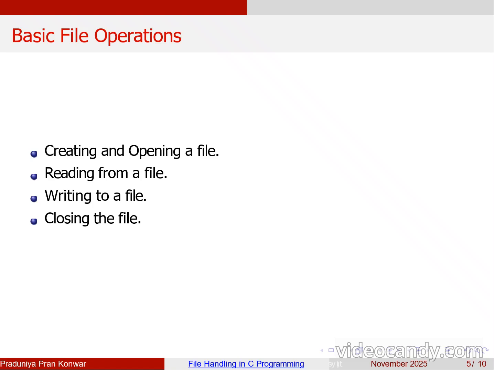Third, we write data to the file using functions like fprintf or fputs to store new information permanently. And finally, we close the file using fclose, which ensures all data is permanently saved and resources are released. These operations together form the foundation of file handling in C programming.